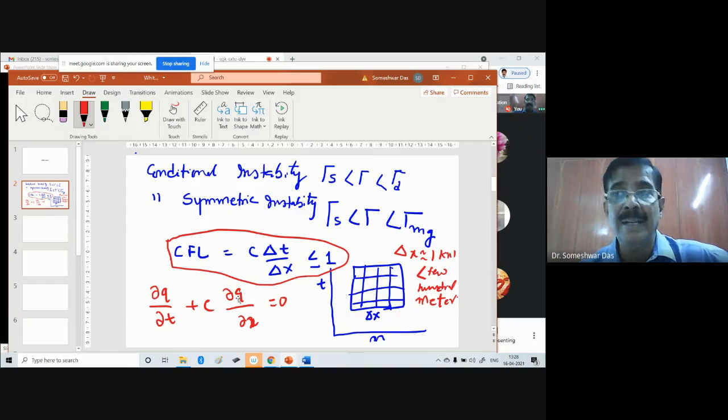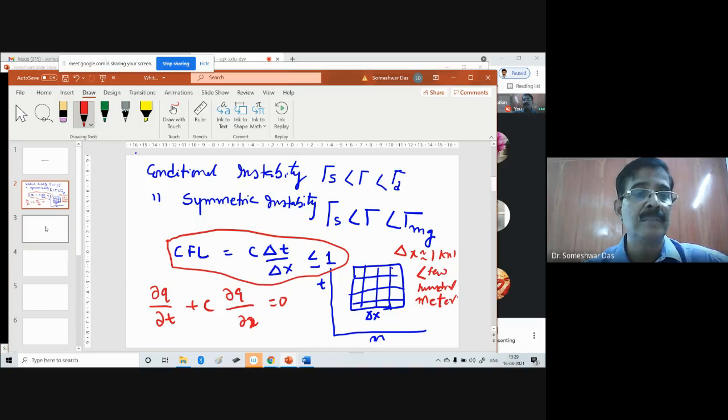And even if we fulfill the criteria, then also there are many other factors which need to be fulfilled. For example, unwanted waves like the gravity waves or the sound waves. They will mask the solution of the equations, and the waves which are important to us like Rossby waves, they will not be visible, right? And so we try to filter out these unwanted waves.